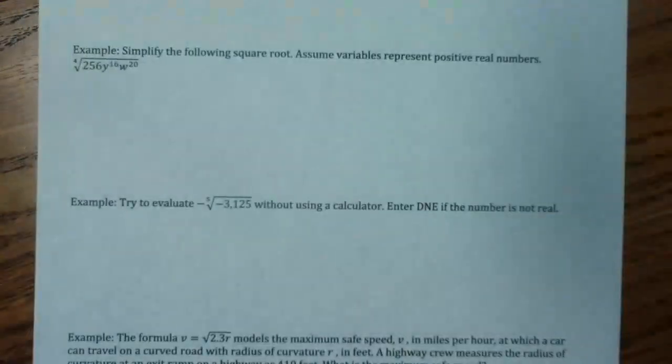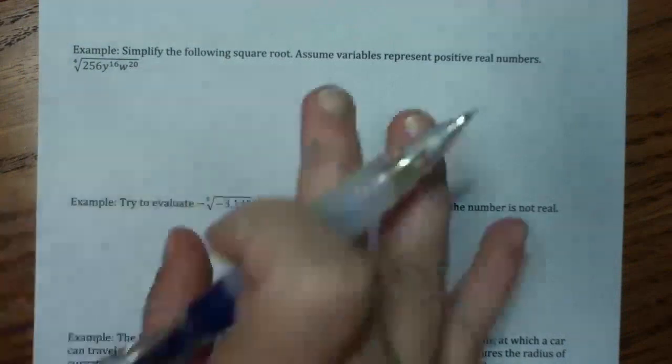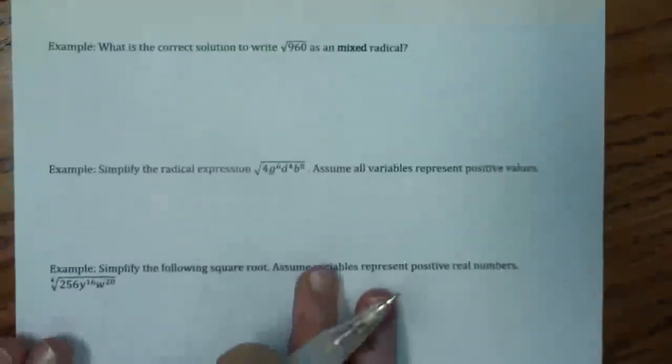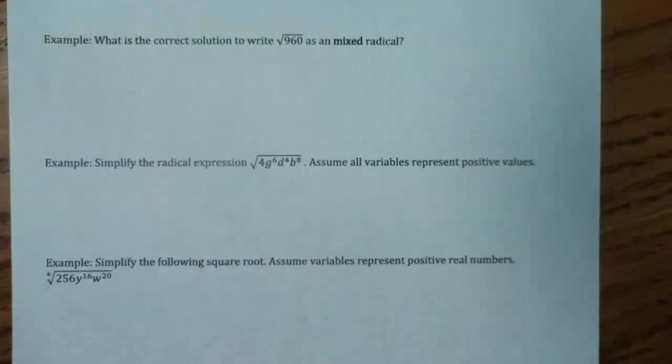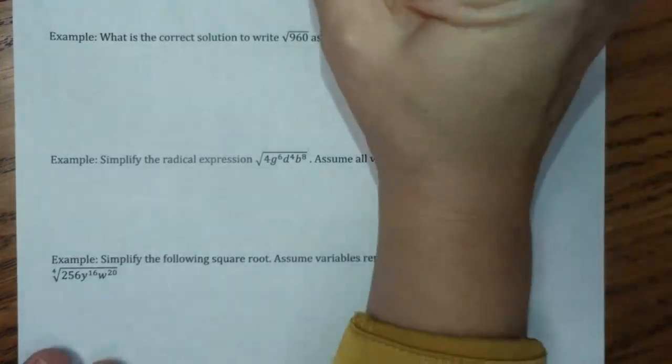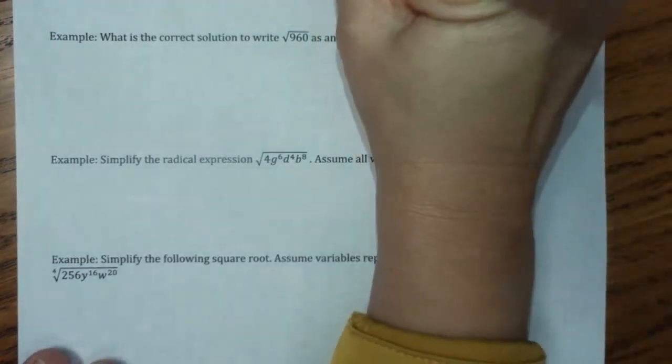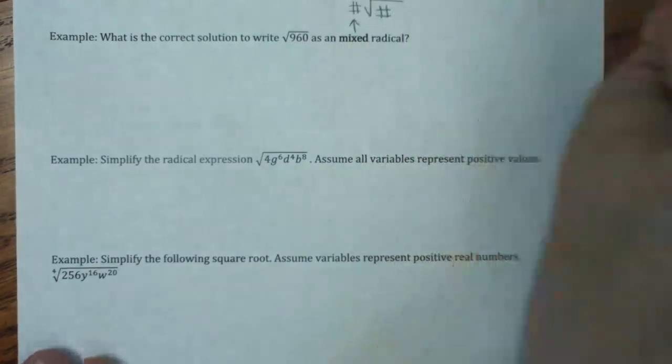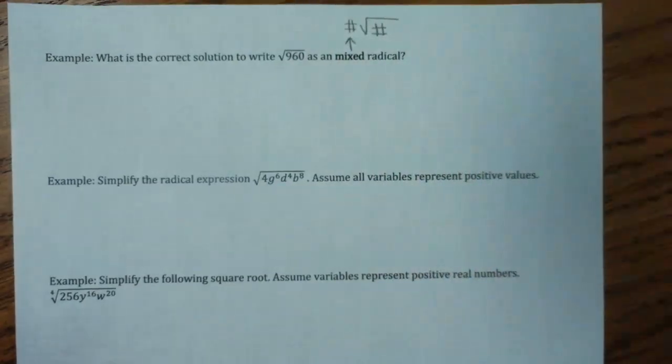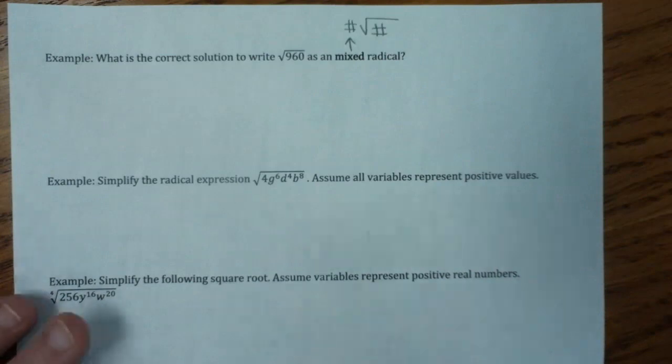All right, so last page for this section. Write the correct solution to write square root of 960 as a mixed radical. Mixed radical means I could have a number out front and then I might still have a radical with numbers underneath. In the past, we took everything out of the radical, so the radical went away.